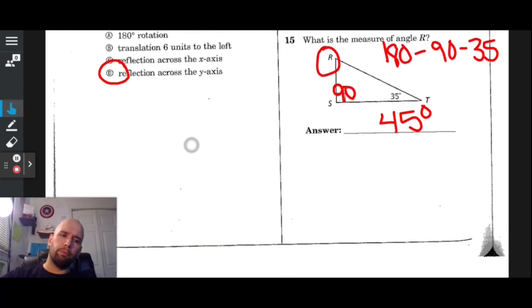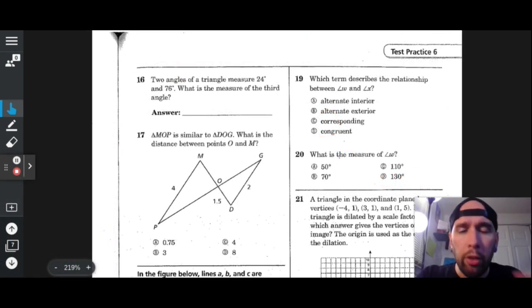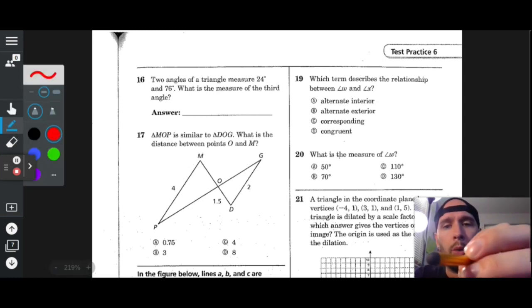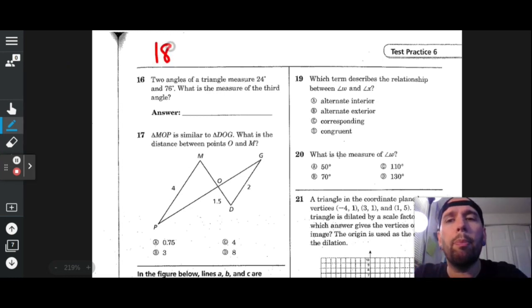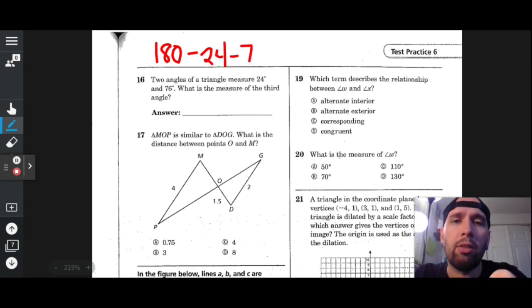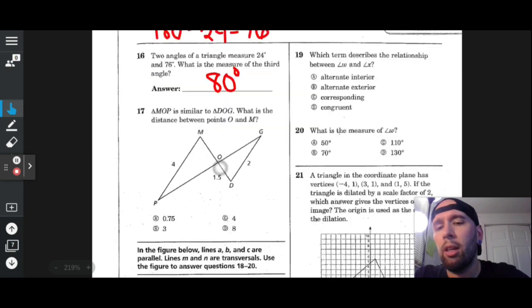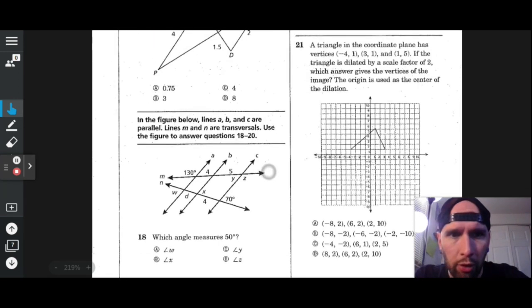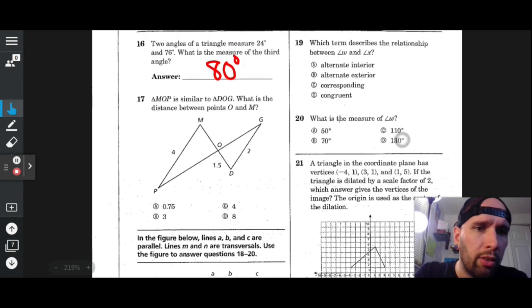More? Yeah, more. Two angles of a triangle measure 24 degrees and 76 degrees. So let's just do that one quickly because it's not that bad. 180 minus 24 minus 76. It's going to be 80. Pretty simple. We're going to skip 17 because it's not 8th grade math anymore. We're going to skip 18 for the same reason. Same thing with 19. Same thing with 20.